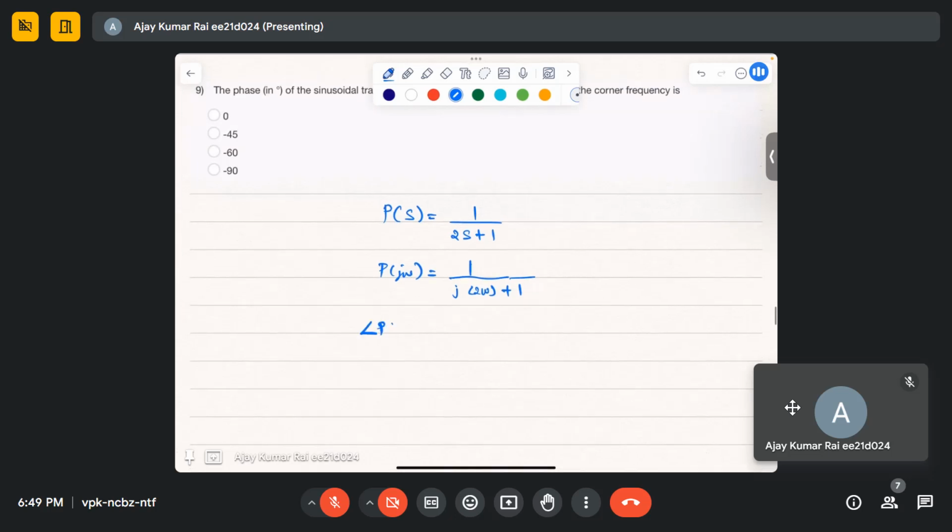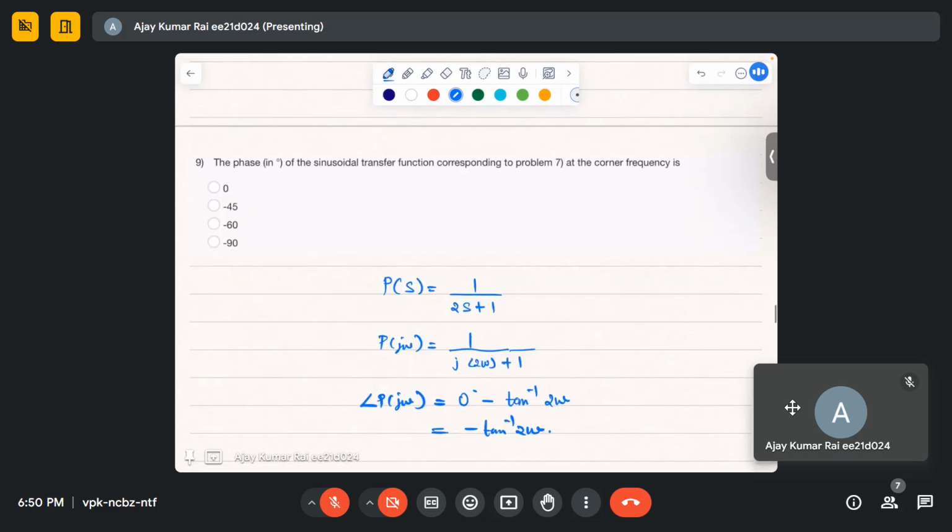So how to find the phase? Phase of numerator, you see, is just a constant, so the phase is 0 degree, minus tan inverse of 2 omega by 1. I can write only 2 omega: imaginary part by real part. Real part is 1, imaginary part is 2 omega. So this is the phase: minus tan inverse of 2 omega.